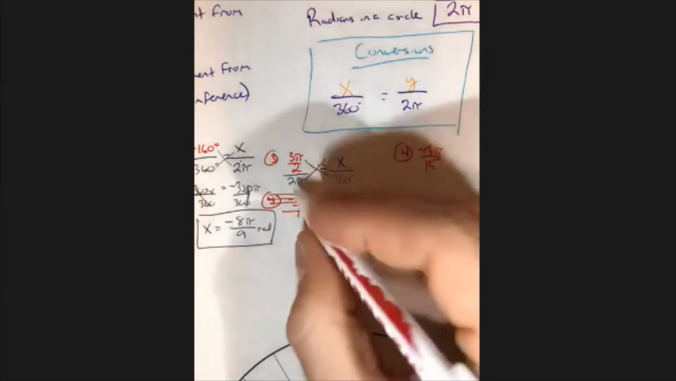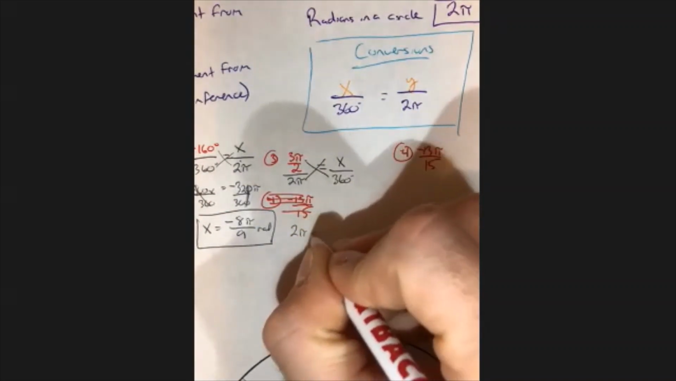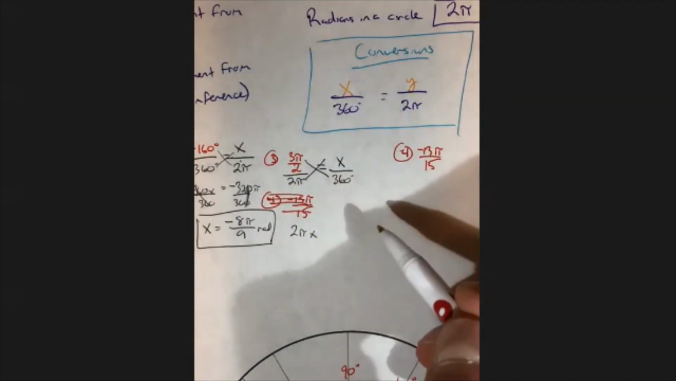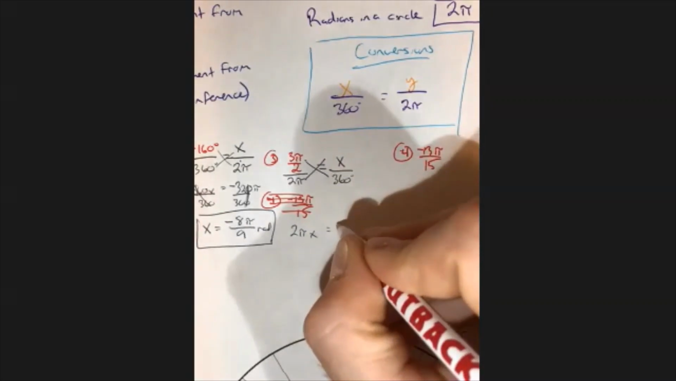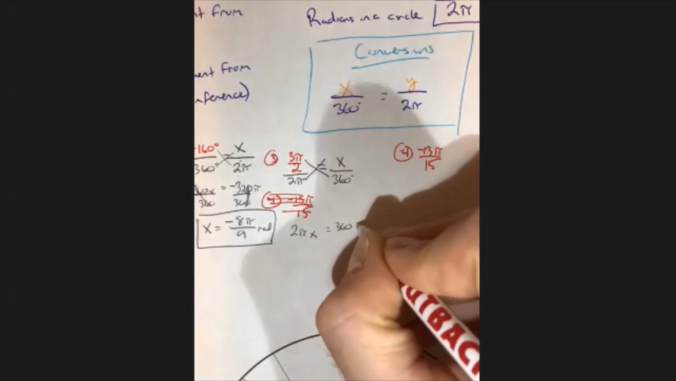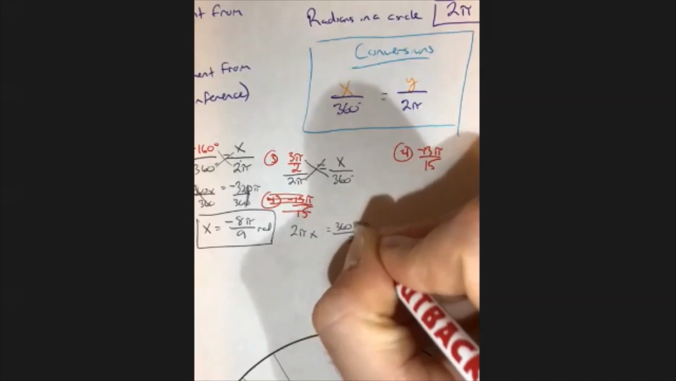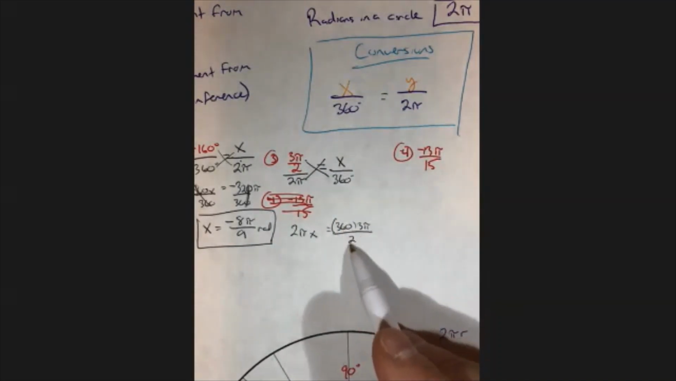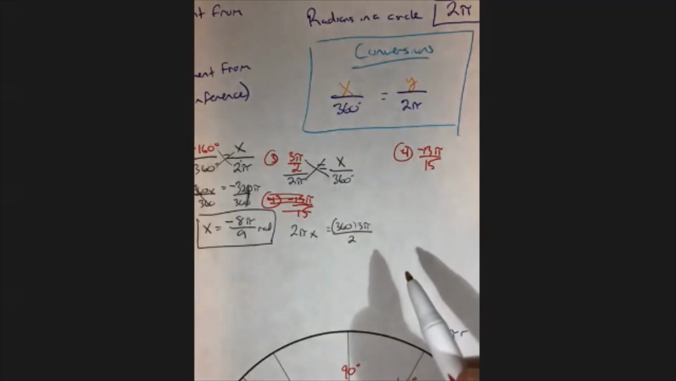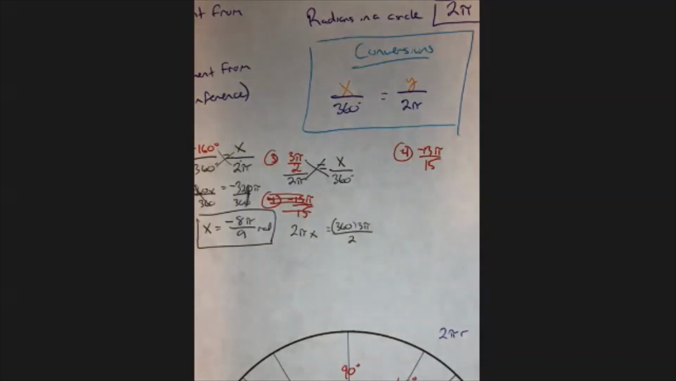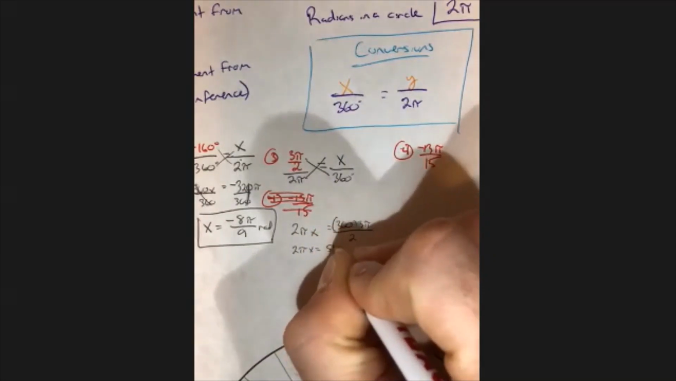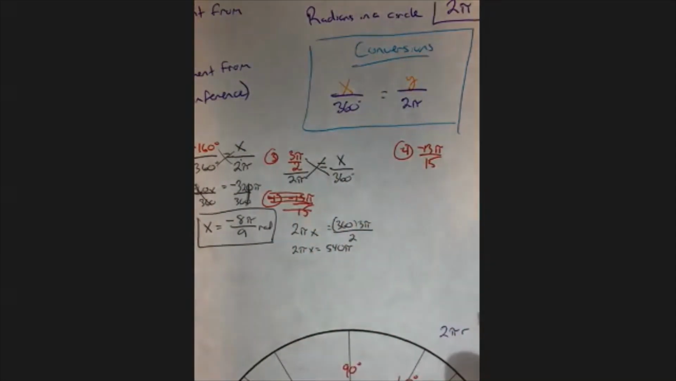Okay. And I'm going to cross multiply. So over here on the left, I have 2 pi x. On the right, I have 3 pi over 2 times 360. And so I can look at that as 180, because that can reduce down in half, 180 times 3. And 180 times 3, if I plug that into the calculator, I will get 540. 2 pi x equals 540 pi.